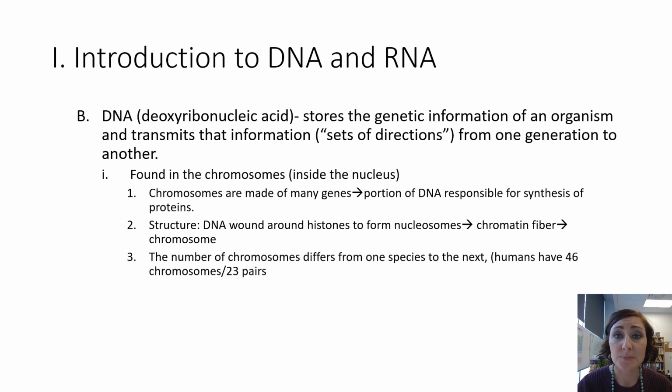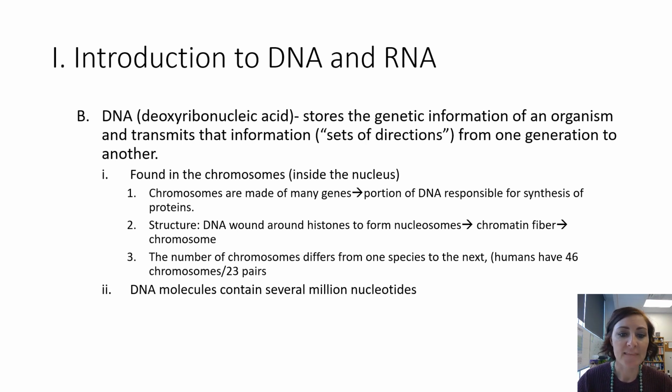The number of chromosomes does differ from one species to the next. Humans have 23 pairs of chromosomes, or 46 individual chromosomes. And remember that you get 23 from mom and 23 from dad. DNA molecules can contain several million nucleotides, so these are incredibly long. And DNA is double-stranded. I remember that because RNA is single-stranded, and I think DNA starts with a D and so does double.